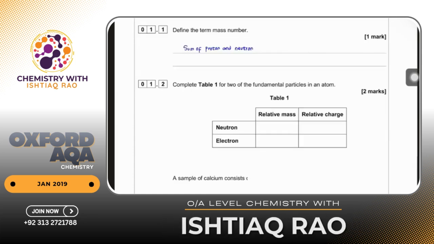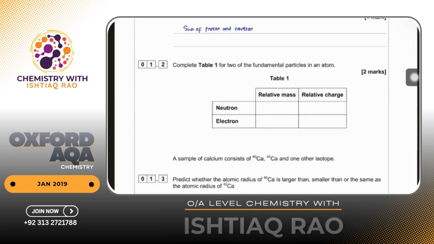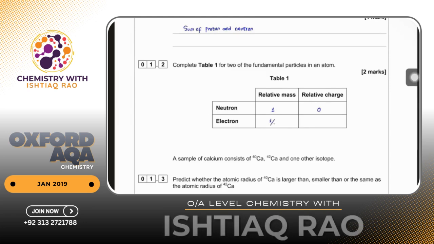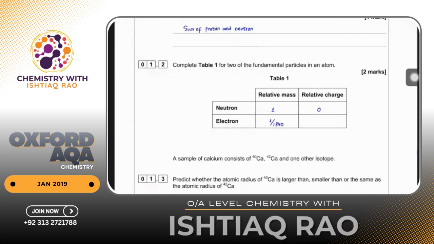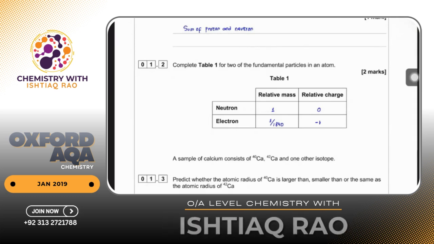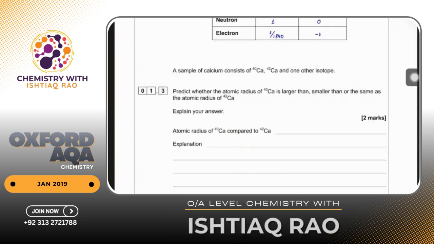Okay. Then relative mass of neutron. Of course, the relative mass of neutron is 1. And also the relative charge of neutron is 0. And then I can write down 1, I can write down 0, I can write down 1 over 1840, and this is going to be negative 1. The relative charge on electron, right?